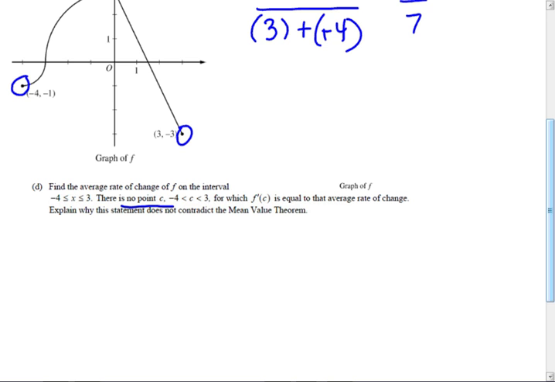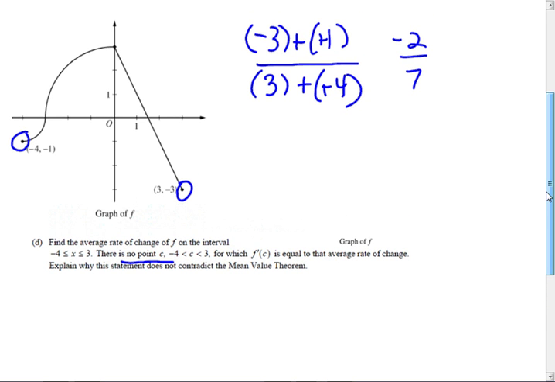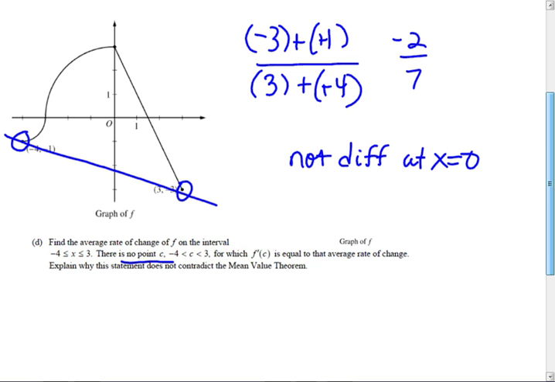I have a continuous function on a closed interval. What's the problem? It's not differentiable. Where? It's 0. And actually, it's because of that you cannot find a tangent line. You can try and draw one up here, but you'll never find one that's parallel to that. And it's because it's not differentiable there. So it's an easy problem if you know the theorem.